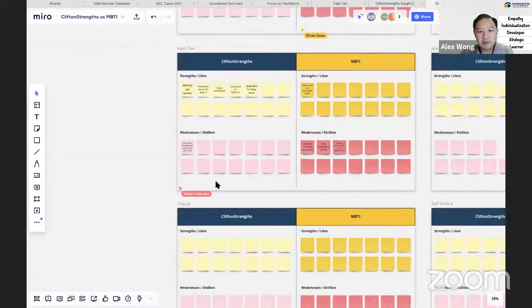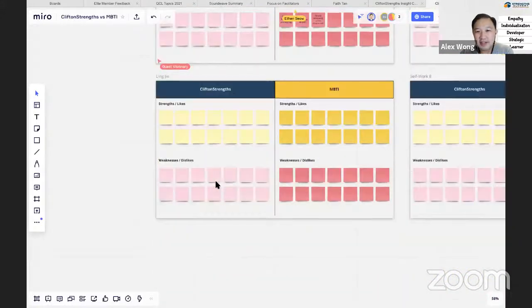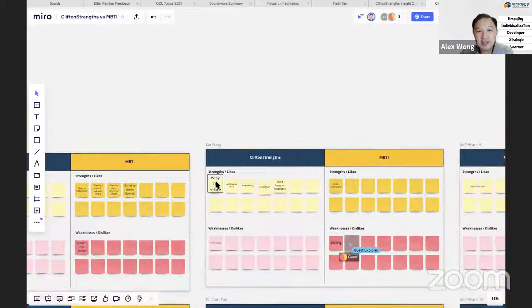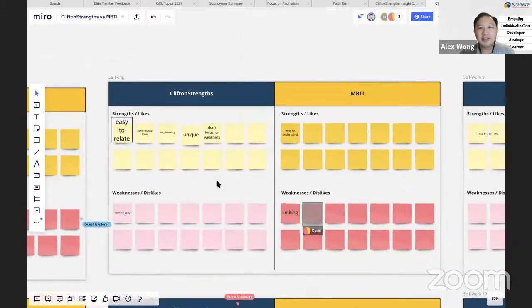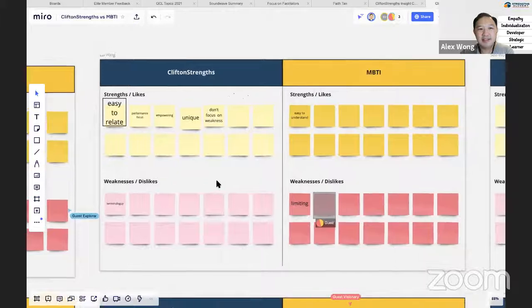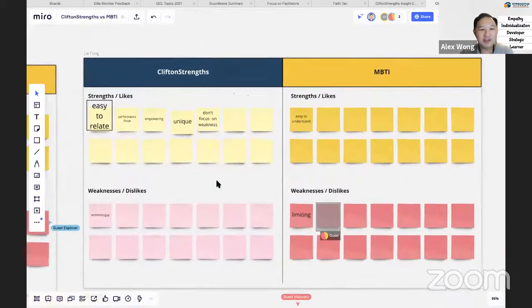Interesting. Okay, thanks, Faith. I think Ling Xie is still out, can't join us. Lai Feng? Oh, am I supposed to? Yeah, share a little bit about what you have written.